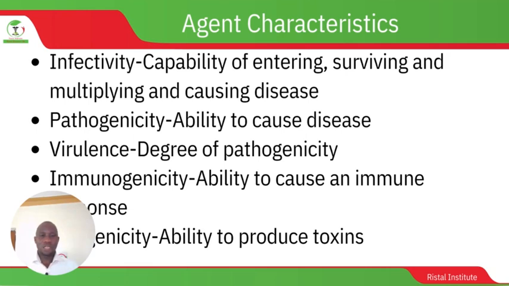And then when we talk about immunogenicity, we are referring to the ability of the agent to cause an immune response in a host. Basically, the agent's tactic is to avoid recognition by the host immune system. But also its ability to evade it is very important. So immunogenicity is the ability to cause an immune response from the host. These microorganisms can cause diseases by producing toxins. Okay, so their ability to produce these toxins is what we call toxigenicity.